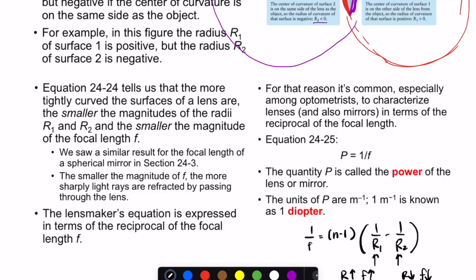And so that's what this paragraph says right here, right? The more tightly curved the surface, right, the smaller the R, then the smaller the f. Okay?